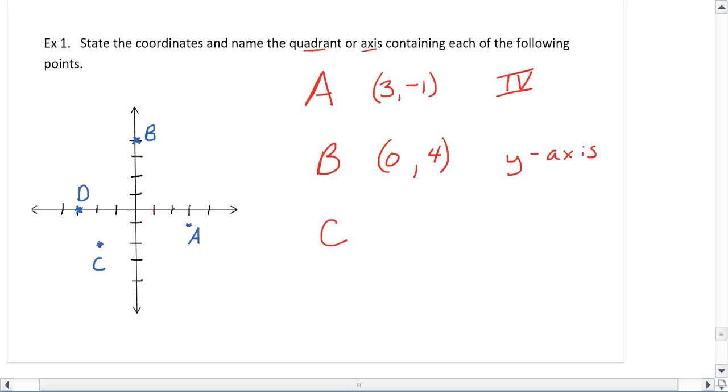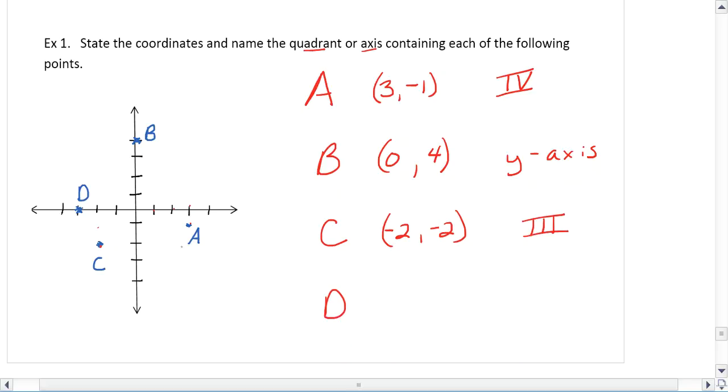Point C. We come over in the negative direction 2 and then down 2, so both the x and the y coordinate is negative 2 for point C, and this is located in quadrant 3.